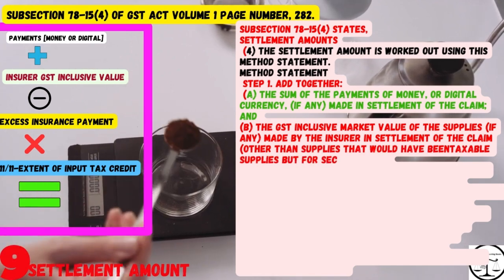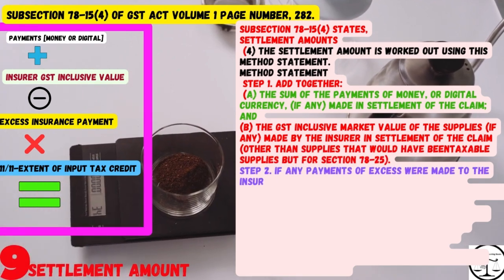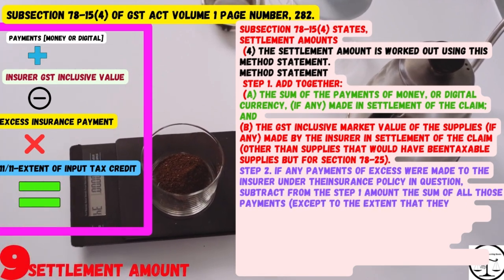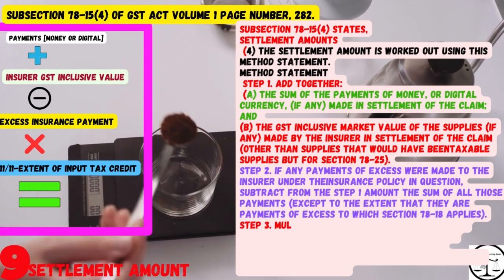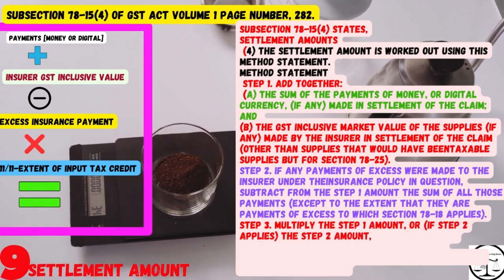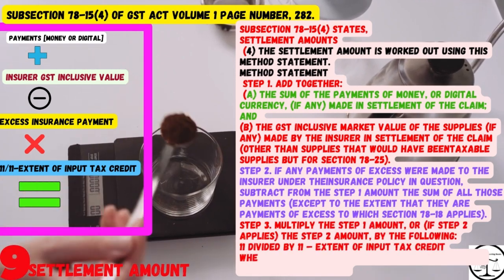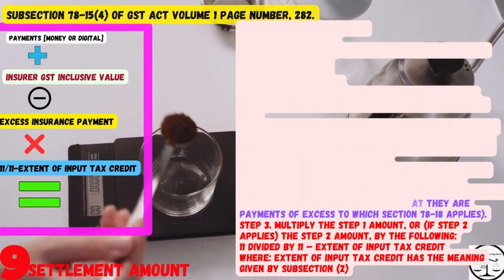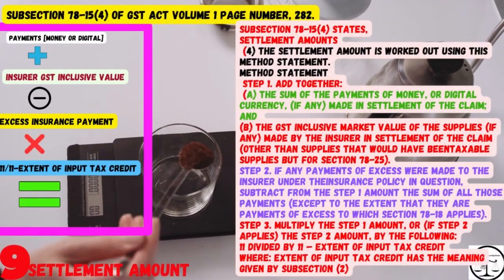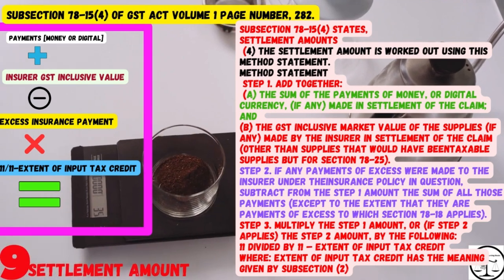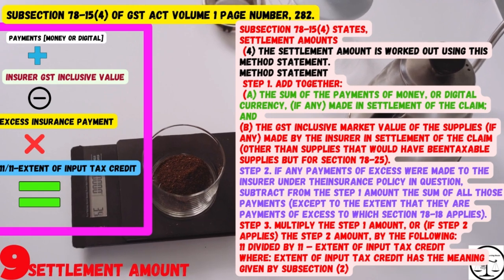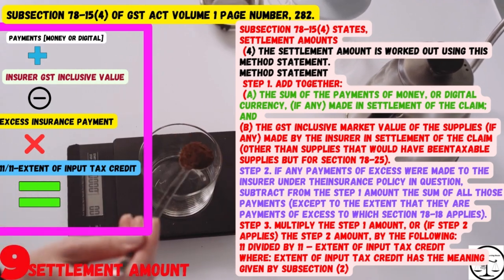Method statement. Step 1. Add together A. The sum of the payments of money, or digital currency, if any, made in settlement of the claim, and B. The GST inclusive market value of the supplies, if any, made by the insurer in settlement of the claim, other than supplies that would have been taxable supplies but for Sections 78 to 25. Step 2.